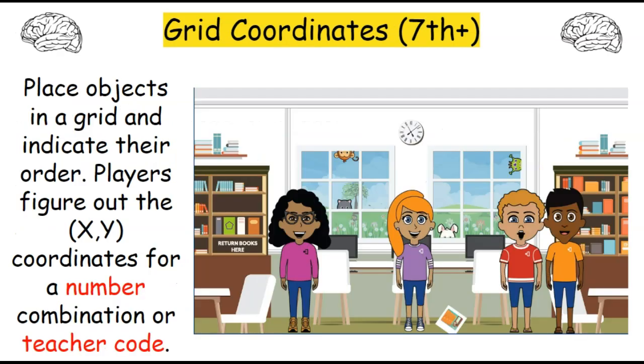Our final puzzle for this video is grid coordinates, which is appropriate for 7th graders and up. It's a mental type puzzle, which means it'll work for digital or physical breakouts. Place the objects in a grid and indicate their order. Players figure out the X, Y coordinates for a number combination or a teacher code. In the example that I've given you, the objects are these little animals that are hiding in the window. And you have to consider these 2 windows as being together in order to get the correct combination.